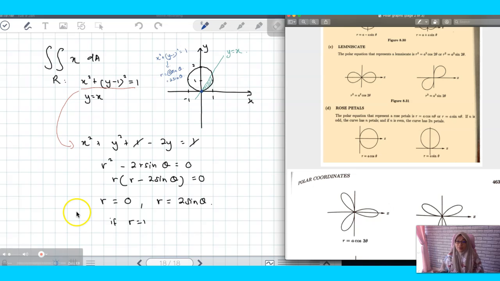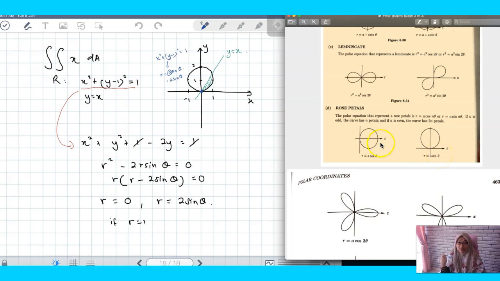Okay, so now look at the graph of two sine theta. It is part of the rose petal graph. If you have an odd number of petals, follow the number: one single petal, then a three petal. For the even number, so two theta, it becomes four petals; if you have four theta, it becomes eight, and so on. But the elaborate rose petal as in the exam is normally this one.